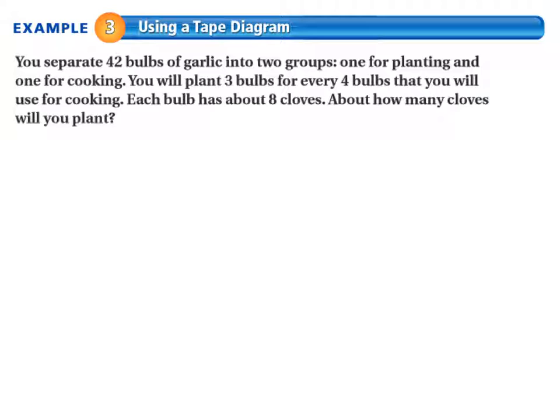You separate 42 bulbs of garlic into two groups, one for planting and one for cooking. You will plant 3 bulbs for every 4 bulbs that you will use for cooking. Each bulb has about 8 cloves. How many cloves will you plant? Well, first we need to look at this ratio. We have a ratio of 3 to 4. The 3 represents what we're going to plant, and the 4 represents what we are going to cook.